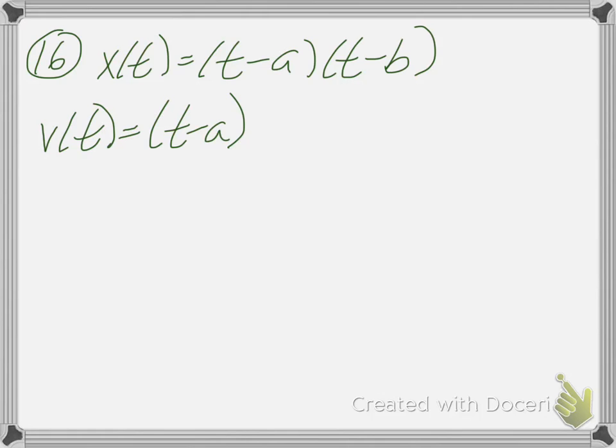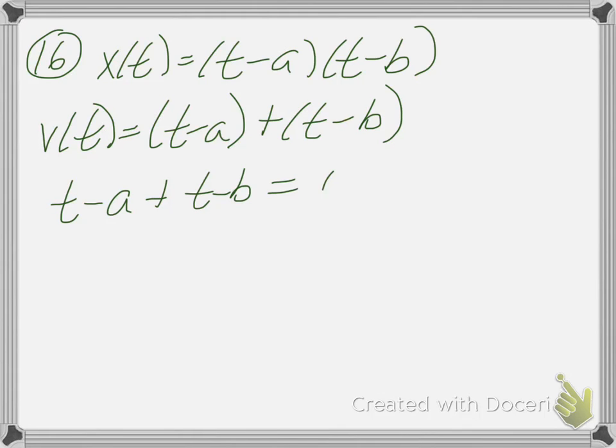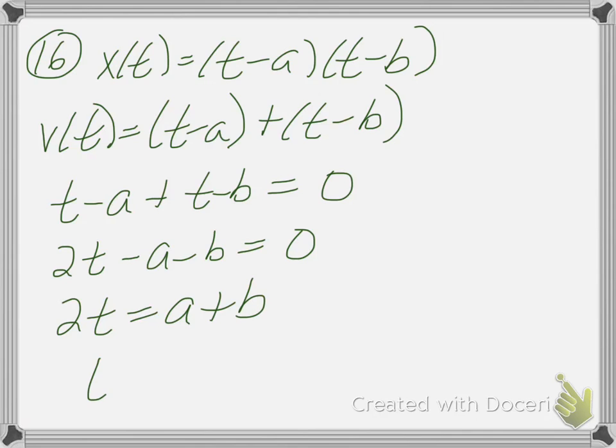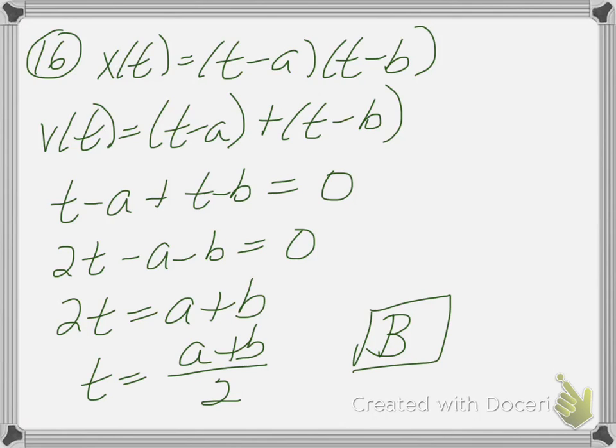Okay, so what's the derivative of the second? The derivative of t is 1, and we were told that b is a constant, so the derivative of the second is just 1. I'm not even going to bother writing it. So it's the first times the derivative of the second plus the second times the derivative of the first, which is also 1. Okay, so take the velocity and set it equal to 0. Combine like terms. And all of the choices are in terms of t equals. And that's your answer, and that was choice B.